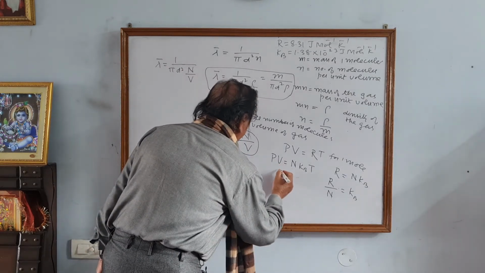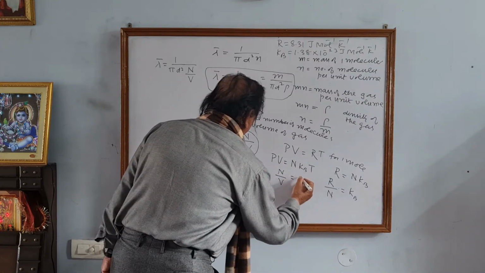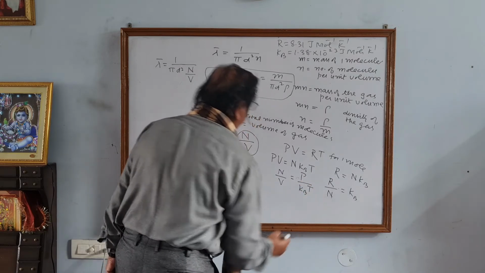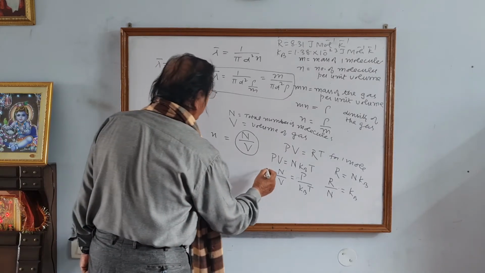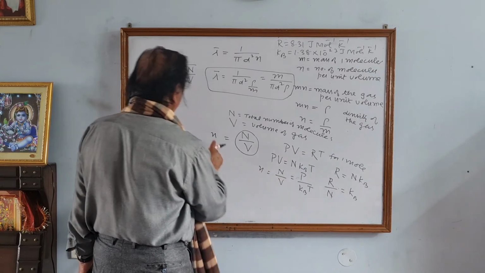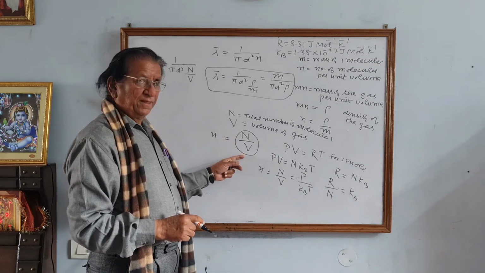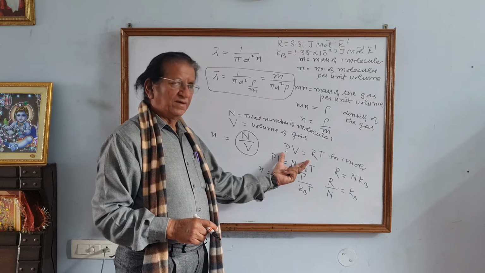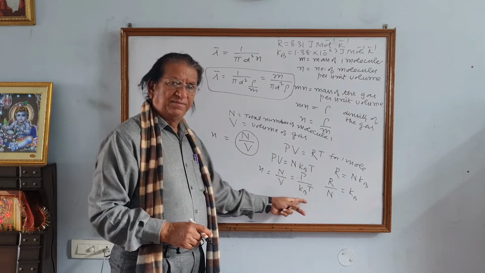So you will get N by V as P upon Kb into T. And this is also equal to small n. Small n is N by V. And making use of the ideal gas equation, for 1 mole, you will get N over V as P by Kb into T.